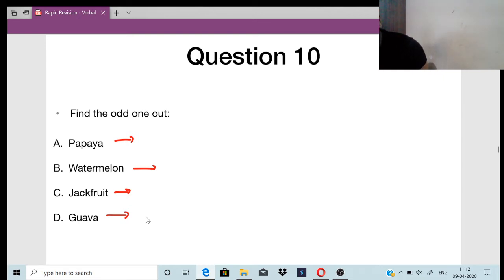Papaya, watermelon, jackfruit, guava, right? So yeah, there are a lot of confusions here. Kaun sa karein hum? Watermelon karein, jackfruit karein, papaya karein, guava karein? Which is the answer? So tell me, where is watermelon grown? Where is papaya grown? Where is jackfruit grown? Where is guava grown?